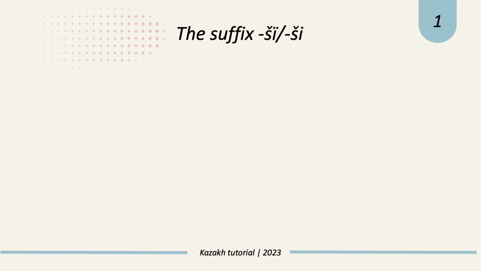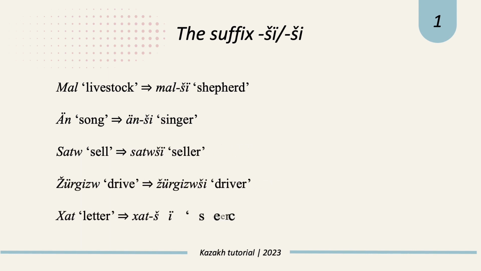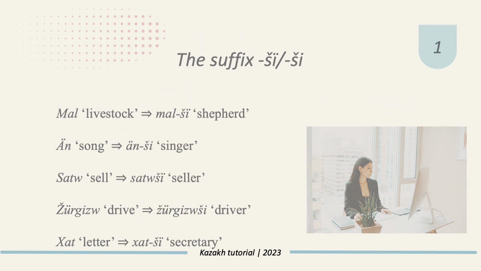There are approximately 7 types of derivational suffixes that are added after nouns to produce new nouns. The suffix -шы or -ші can be added after nouns to produce new nouns expressing a person's occupation, profession, or skill. For example, mal, livestock, malшы, shepherd; an, song, anшы, singer; сату, sell, сатушы, seller; жүргізу, drive, жүргізуші, driver; хат, letter, хатшы, secretary.